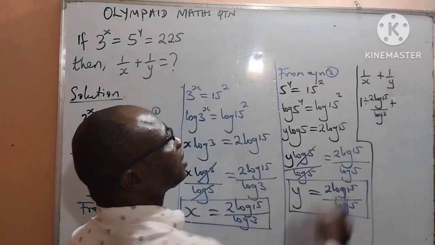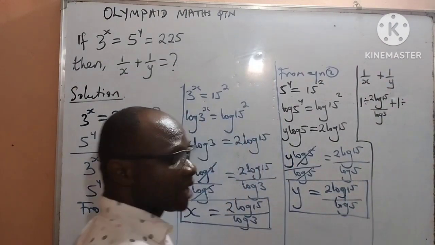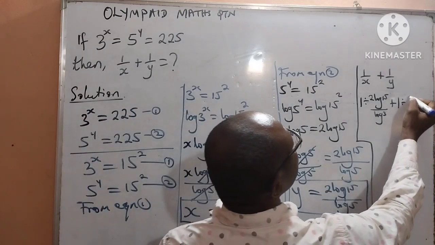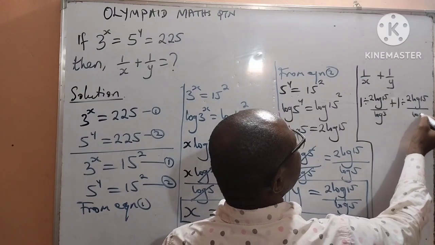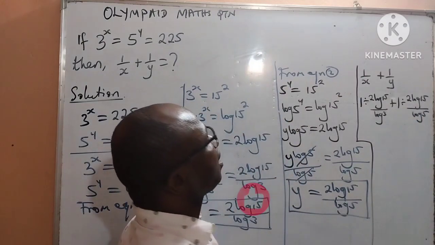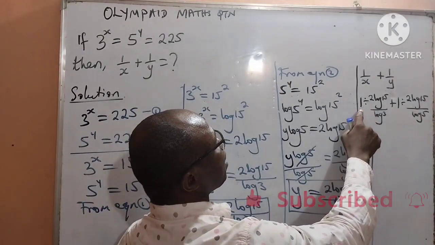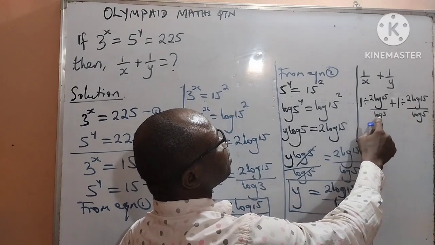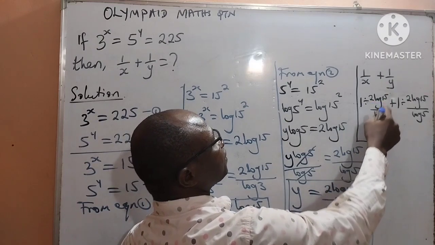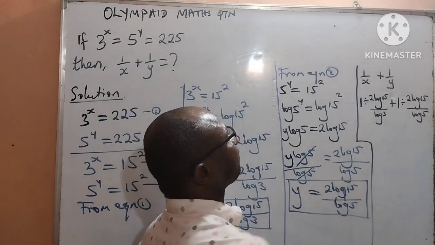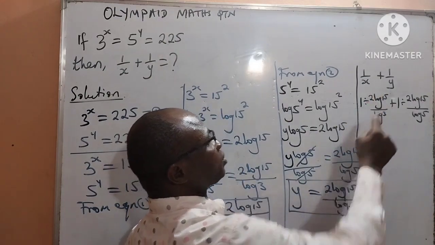Plus 1 divided by y, and my y here is 2 log 15 divided by log 5. Because of this division, if I change it to multiplication, it will become 1 multiplied by the inverse of this, 2 log 15 over log 3. That is, I will flip it. I will make the denominator go to the numerator and the numerator come to the denominator.